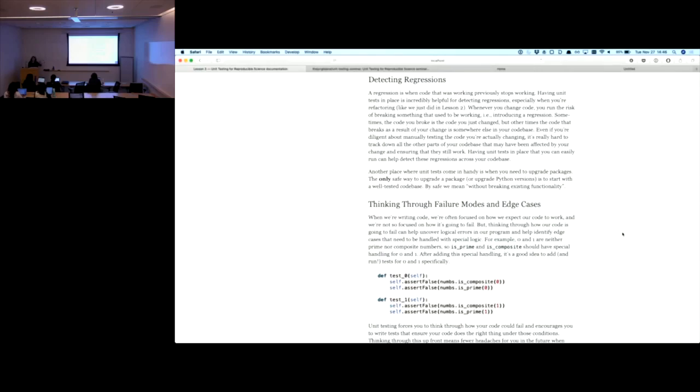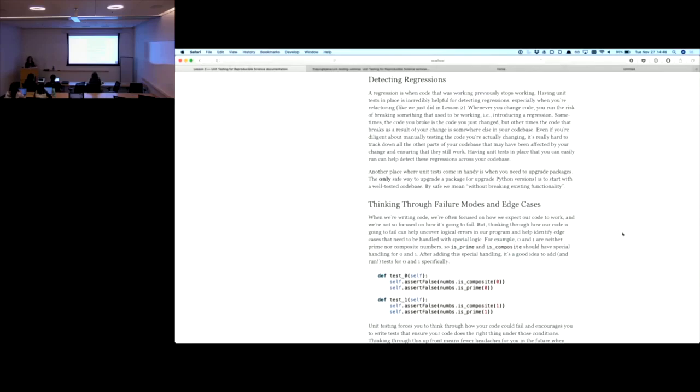And so even if you're good about manually testing that the code you're actually changing is still working the way you think it's working, it's really, really hard to remember what all the other parts in my code base are that might be affected by this change that I just made. So having unit tests in place that you can really easily run is a really great way to make sure that changes you're making aren't introducing regressions elsewhere in your code base.